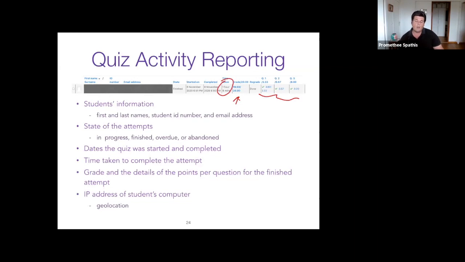So here, my quiz has only 3 questions, and I get the final grade for the student. And in another report, you also have access to the IP address of the computer the student used in order to submit his quiz. All right.